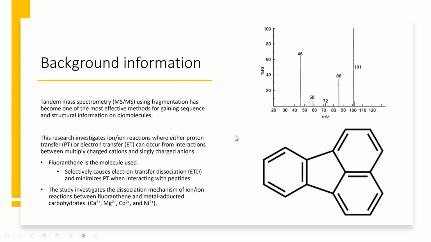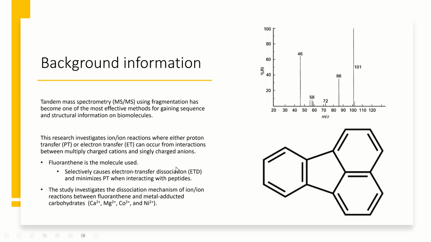The molecule that is responsible for most of the catalyst reactions done in this research is fluoroethane. It has a selectivity that causes electron transfer dissociation and minimizes proton transfer when interacting with peptides. And that is this molecule off to the right here. Cool little molecule made of carbons and hydrogens, and we'll see how it comes into play later.